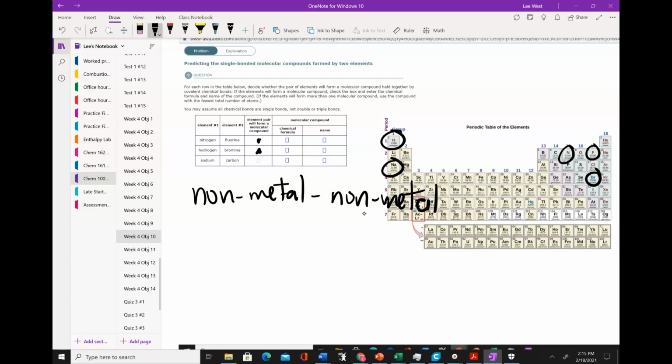Sodium is not a nonmetal, so we don't have to do anything for that line. So that was kind of cool. It's always nice when there's one line in the table that you don't have to do anything for.